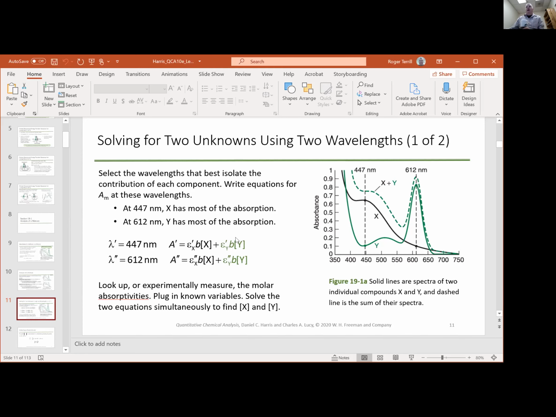The unknowns are X and Y, right? If you know epsilon X and epsilon Y, you get them from the standards, then you know A prime and A double prime, you can get X and Y, right? So let me ask you this. Is X in this first equation different from X in this second equation? No.